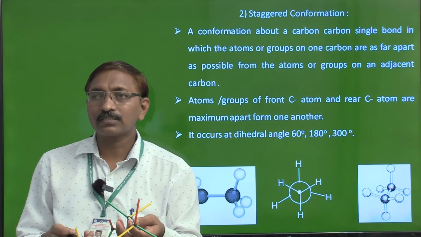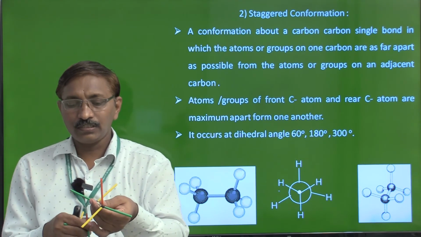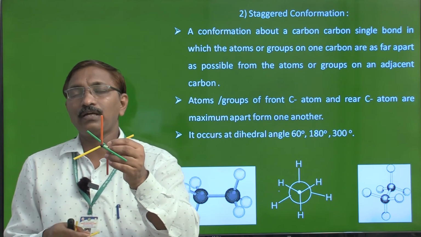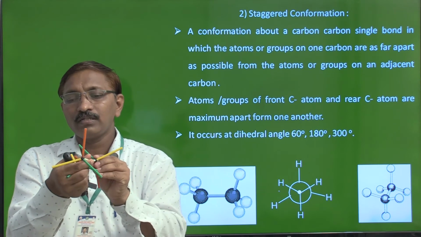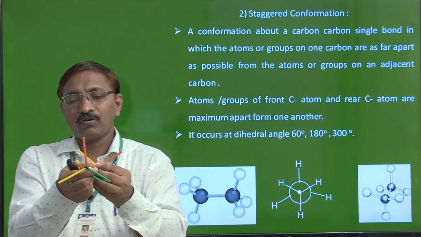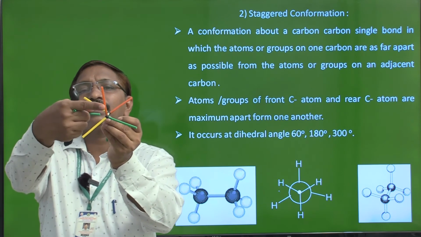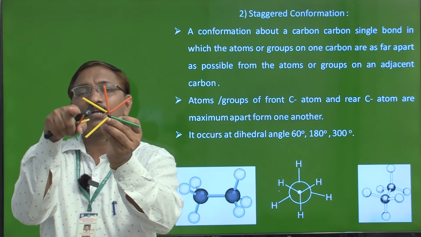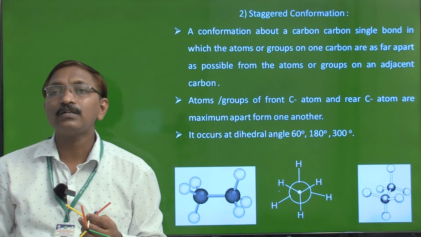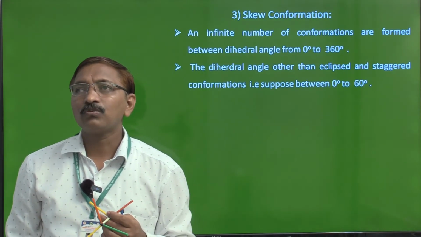This is the exact structure of the staggered conformation. These two hydrogen atoms are maximally away, at 180 degrees, when we observe this bond angle. When we rotate further, this is 240, and when we rotate again, this is 300. The front carbon atom hydrogen and the rear carbon hydrogen are away from each other. In this way we can represent the staggered conformation. Now we can see the third one, the skew conformation. So what is a skew conformation?